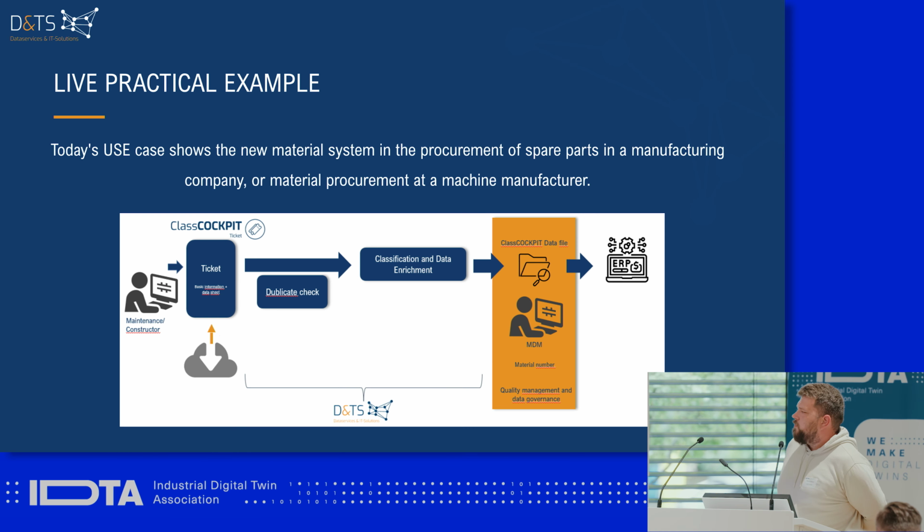The process at the moment, and this is very important, concerns the procurement process of spare parts in a production company, or the construction in a machine builder company. On the left side we have the maintenance colleague. He writes a ticket with the information he has, maybe a clamp and a manufacturer article number, and that's it. He hits submit and go. But the information is not enough to find the part in the future or to order the part again in the future. This is why D&TS made a duplicate check in this case, to find out if it is already used in the ERP system, or we enrich and classify the data for the final import.